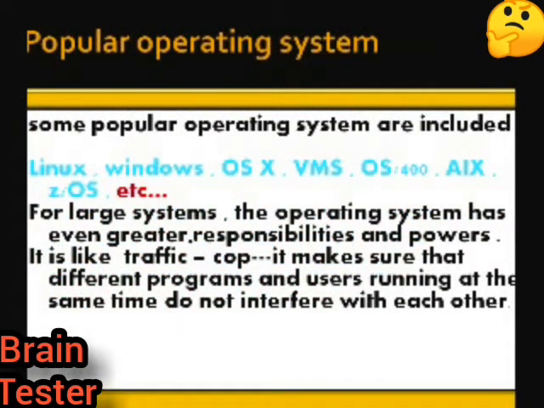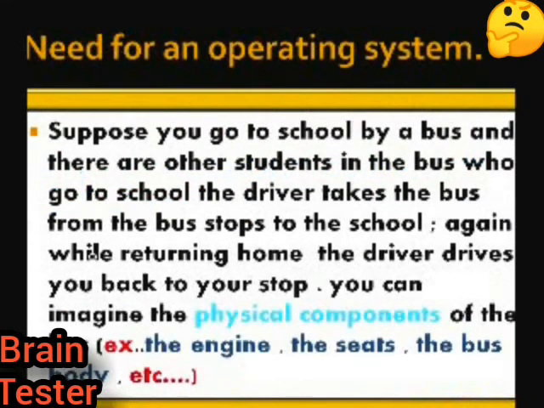Now we will learn about popular operating systems. Some popular operating systems are Linux, Windows, OS X, VMS, OS/400, AIX, z/OS, and many more. Next, for large systems, the operating system has even greater responsibilities and power. It makes sure that different programs and users can run at the same time.